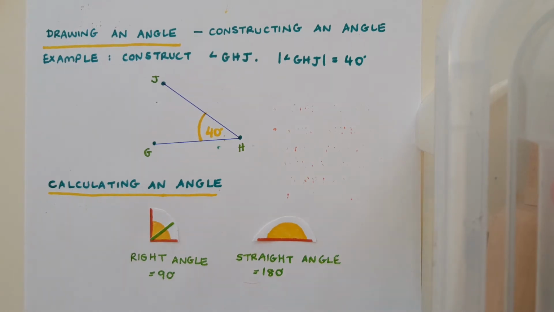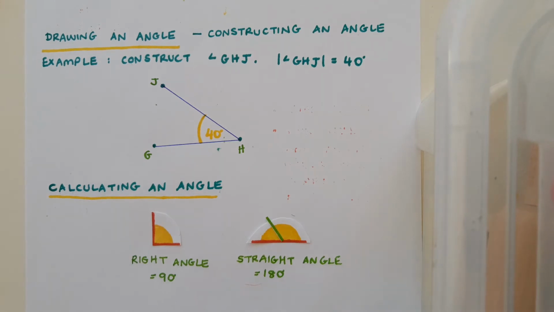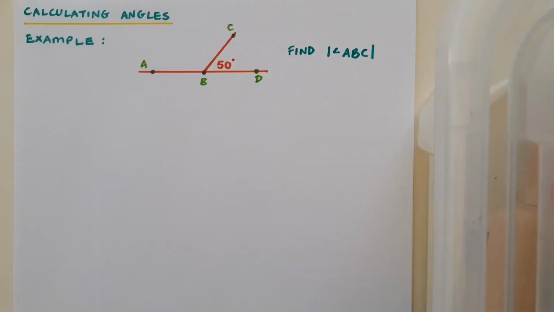It's important to remember that even if I split a right angle up into smaller pieces, those pieces will still add up to make 90 degrees. The same is also true of a straight angle. Even if I break it up into smaller parts, those parts will still add up to 180.